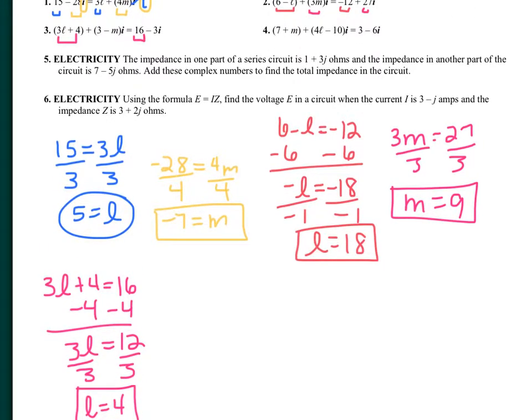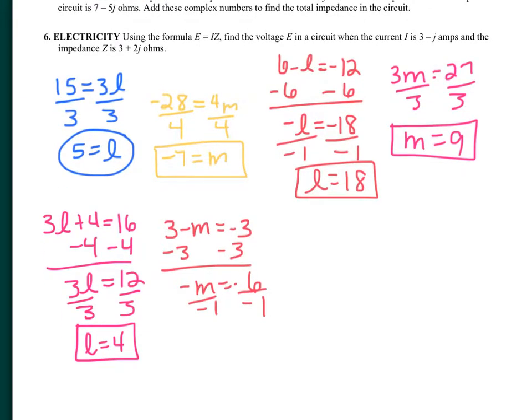And then we have imaginary part equals imaginary part. 3 minus m equals negative 3. Don't forget that sign. Subtract 3 from both sides, you get negative m equals negative 6. Divide by negative 1, which gives us m equal to a positive 6.